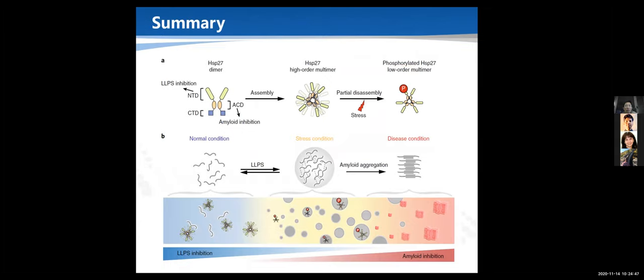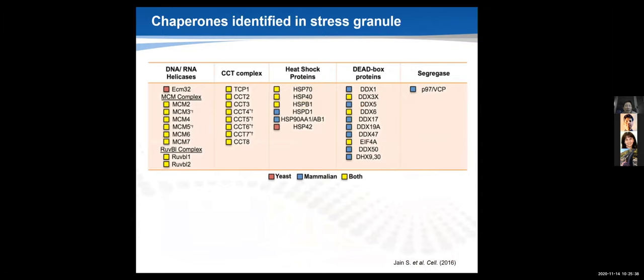As a summary for the first part, we show that HSP27 can assemble into high-order multimers under normal conditions. In this state, it can interact with FUS RCD by CTD through multivalent weak interaction and keep it from phase separation. Upon stress, it partially disassembles and can then co-phase separate with FUS into the stress granule. More importantly, by co-phase separating with FUS, it further prevents FUS from fiber formation by using its alpha crystallin domain. So this is like chaperoning FUS in the phase separated state. So that's the first case.